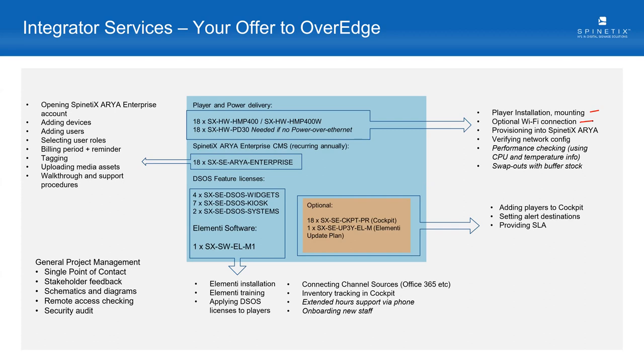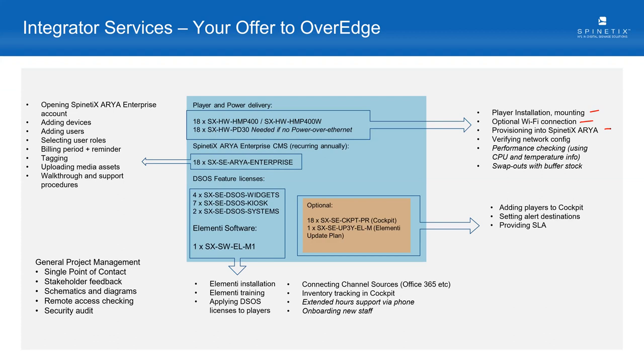Optional Wi-Fi connection. Make sure that the customer has the W version of the player if they need it, the W variant. Provisioning into ARYA, very important. You will have requested an account for the client. ARYA Enterprise is sold indirectly, like all of our products.